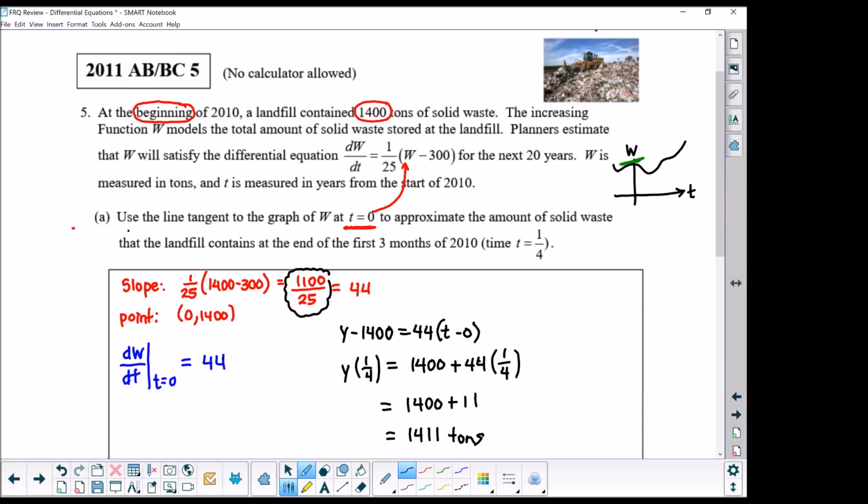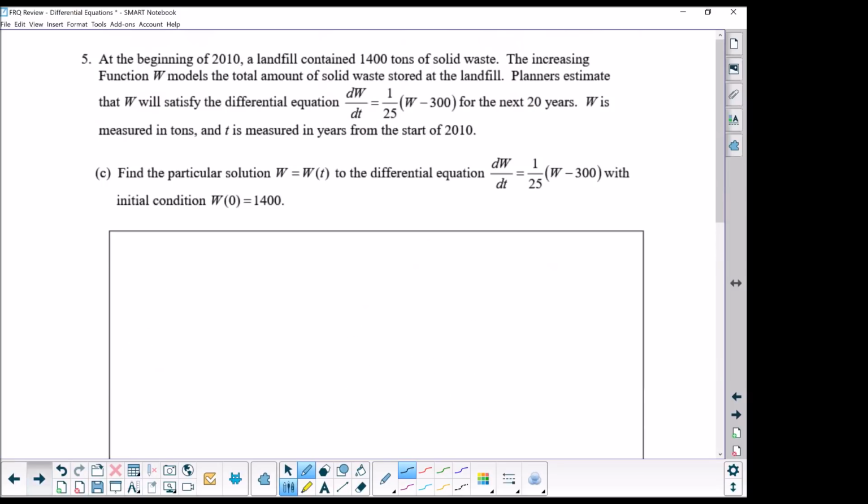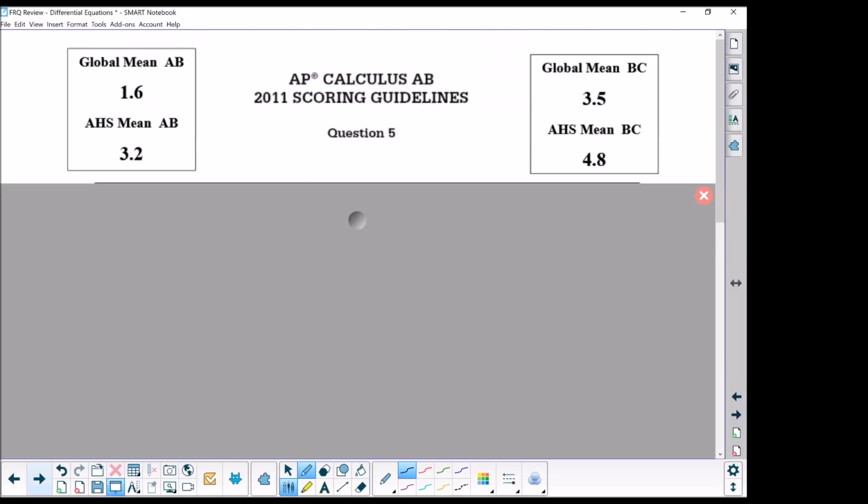Okay, now if we look at the scoring rubric for this, first thing I want you to look at is this really lovely global mean. Check that out. Students across the nation on average scored 1.6 out of 9 points on this problem. And BC students scored a 3.5, which is still not the greatest, especially for BC students. I'm sure Avon and Lebanon were probably a little bit above the averages, but there are a lot of schools that are even below, because this is a mean.